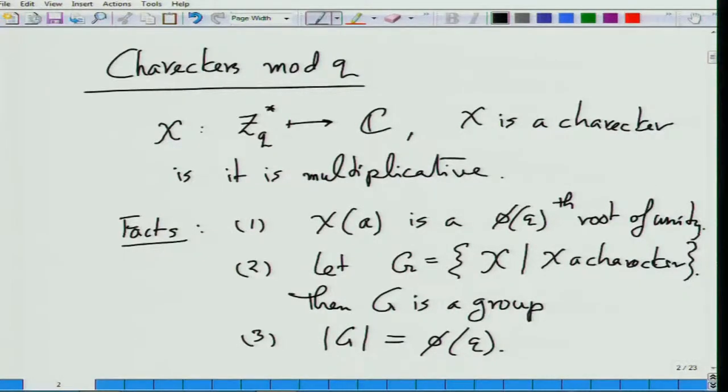I am not going to prove this stuff, you guys can work this out. None of this is difficult to prove at all. And then if you take a character chi of A and sum over all A's in Z_q star, then one of two things happens.